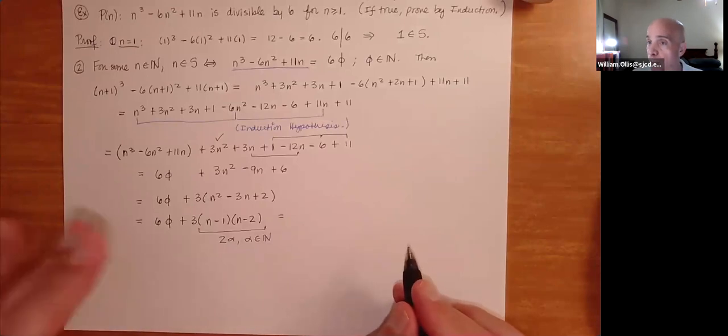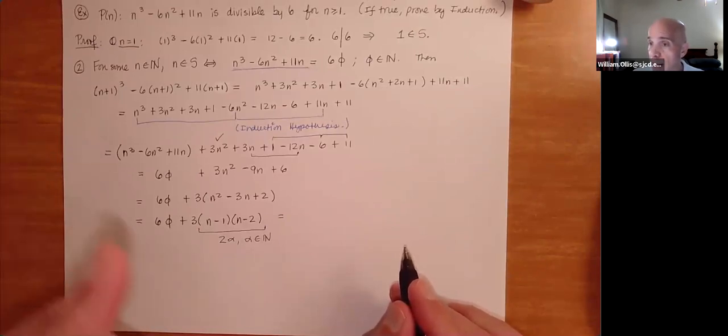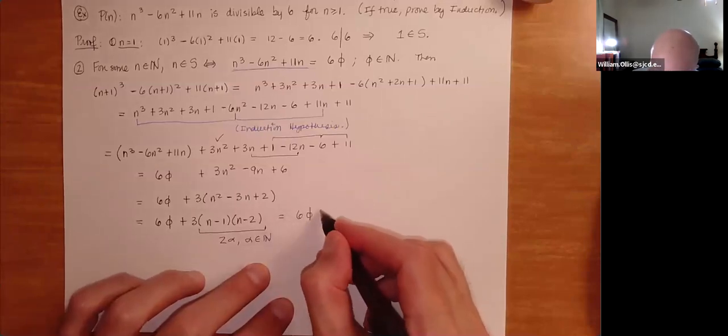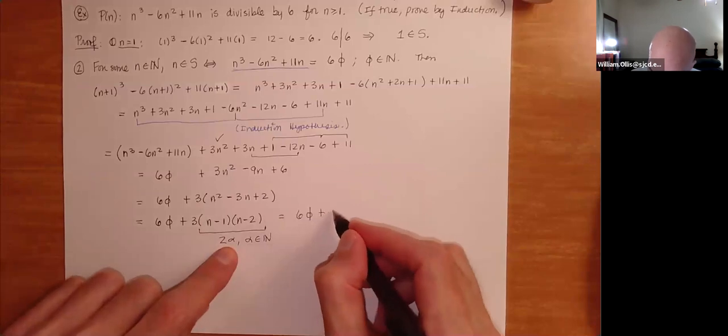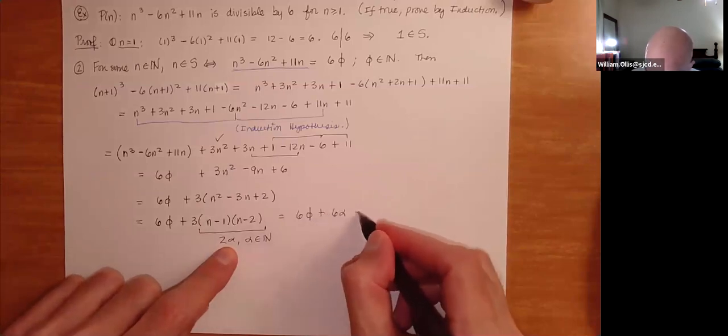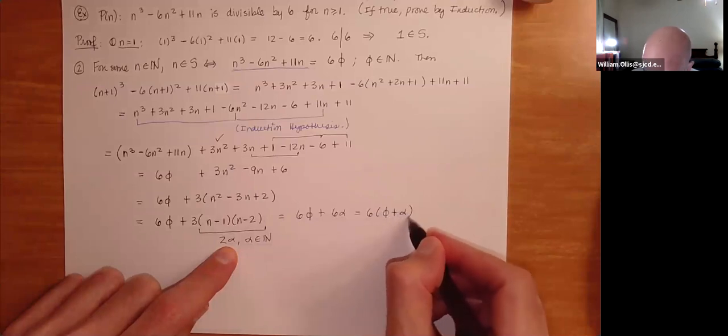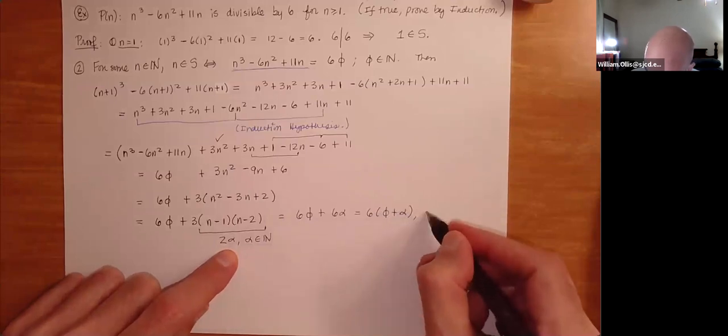Remember, we're calling general math number theory now, because that's really what you learned. And you were probably better at arithmetic when you took general math if you weren't using a fancy calculator. So now we have 6 phi plus 3 times 2 alpha, so that's 6 alpha. So that's 6 times phi plus alpha. And that's clearly a multiple of 6.